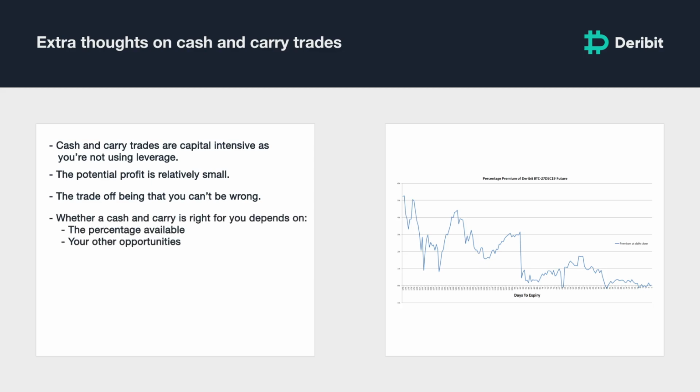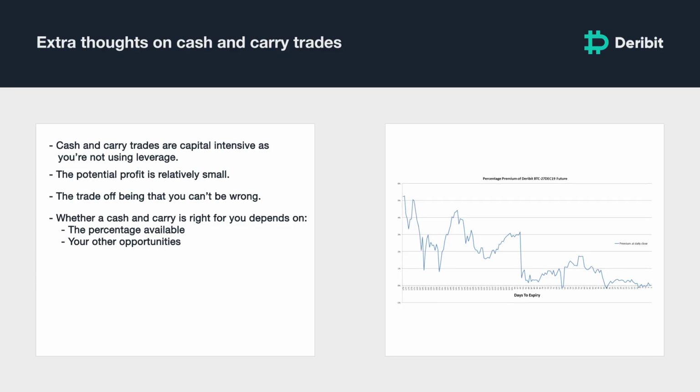So to consider if the trade is worth it for you, you must consider the opportunity cost of having your capital tied up. For example, if you spot a cash and carry trade that is offering a 2% premium, but the time to expiry is 9 months, you may be able to beat this by putting your capital to better use elsewhere.